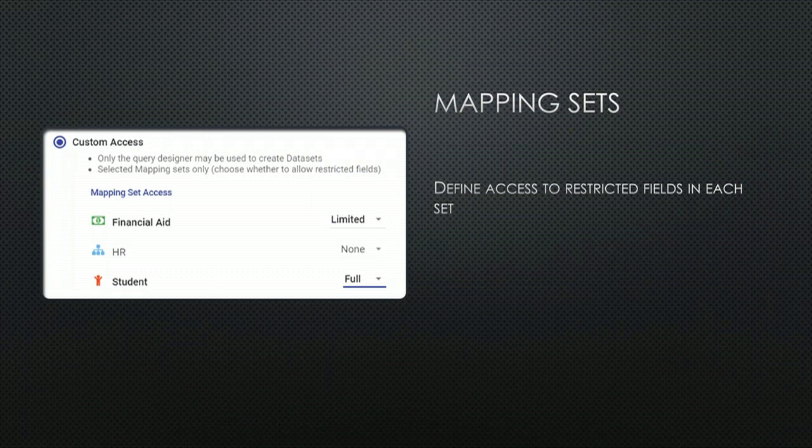So here I'm saying that the team I'm sharing this data source to has no access to restricted fields within the files I've identified with financial aid. They have no access whatsoever to any of the files within the HR set of mappings, and they have full access to all of the fields within the files I've identified under the student mapping. So I'm able to do that control a little bit more granularly this way.